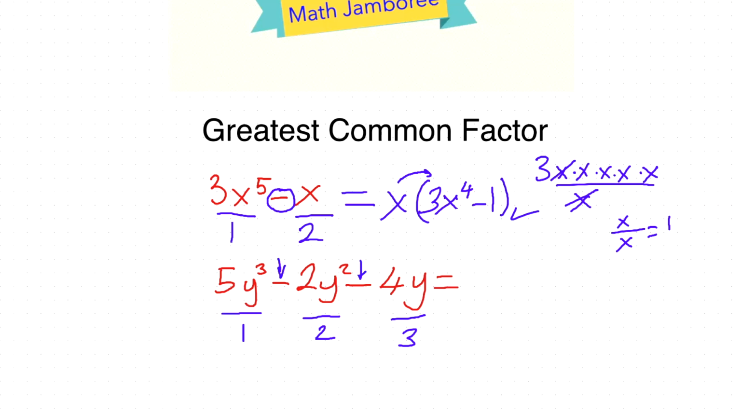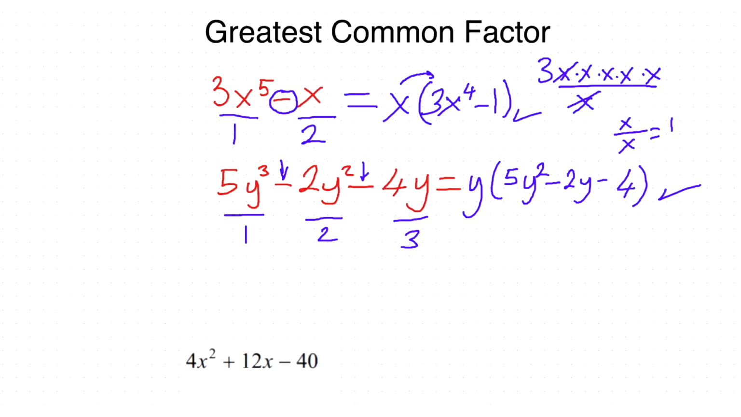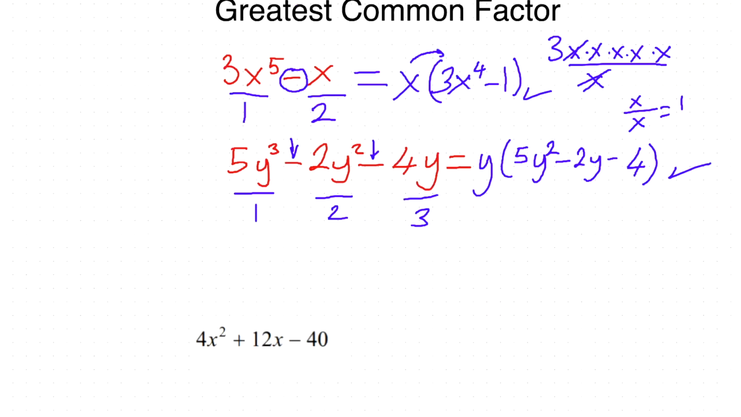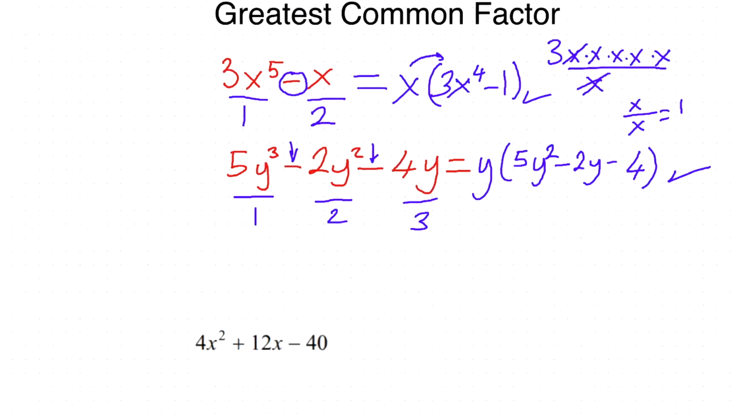If you take y out of here, technically you're dividing 5y cubed by y, which gives you 5y squared minus 2y minus 4. So this will be your answer for this expression. Okay, let's continue. I'll give you a couple more examples, then I will solve the question that's coming on our whiteboard.